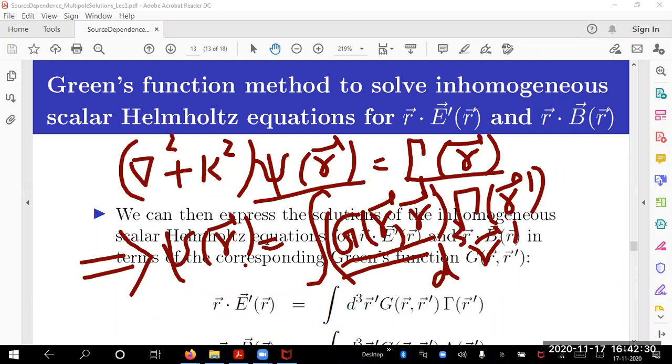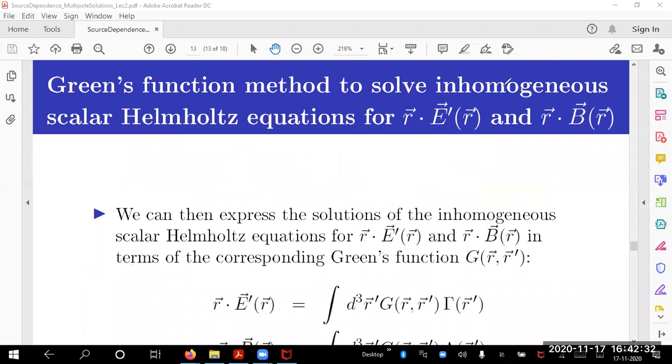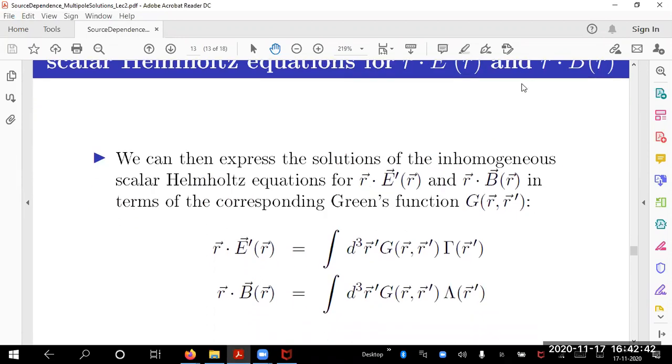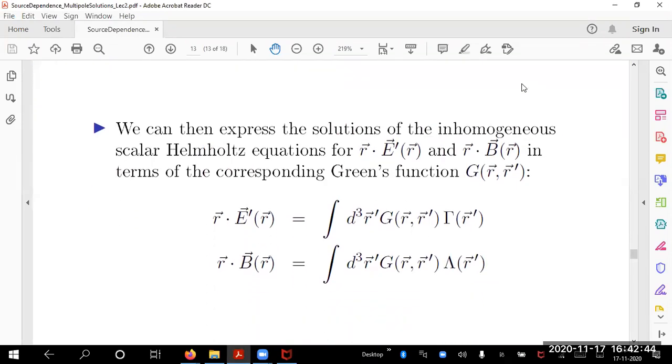So now I will repeat it again. What I am trying to say is that the Green's function method can be used to solve our equations. So we express the solutions of the inhomogeneous scalar Helmholtz equations for E prime and B in terms of the corresponding Green's function.